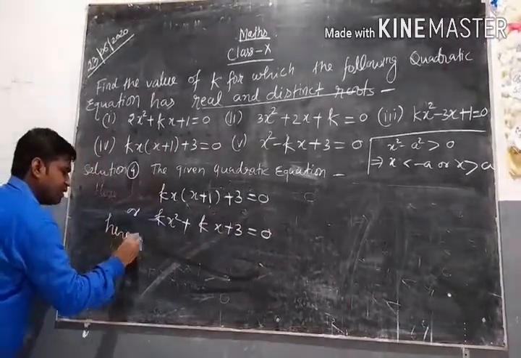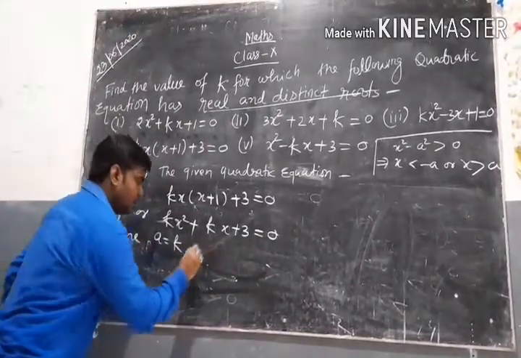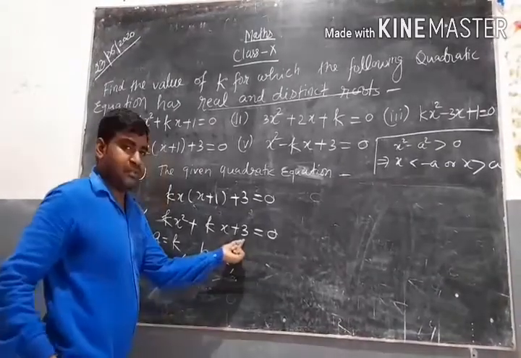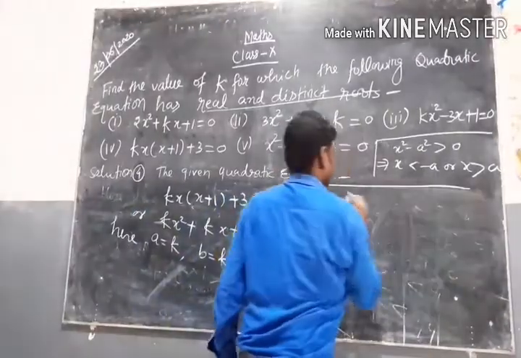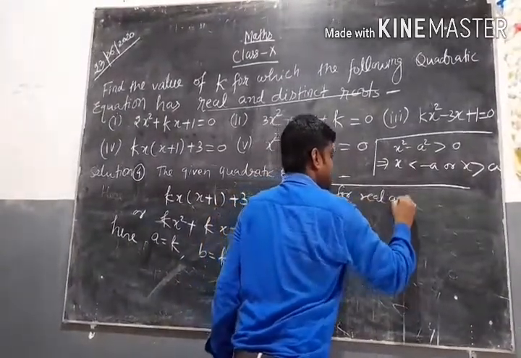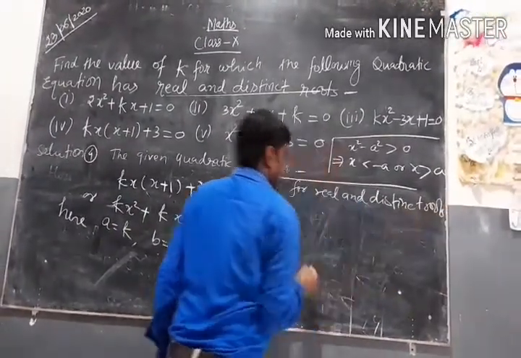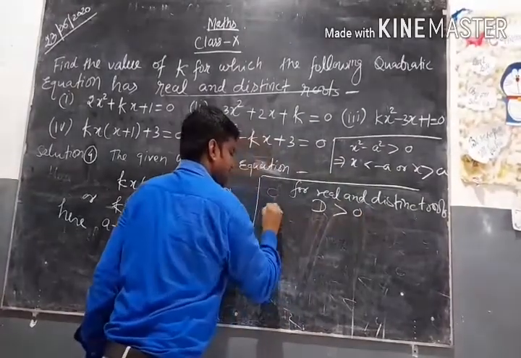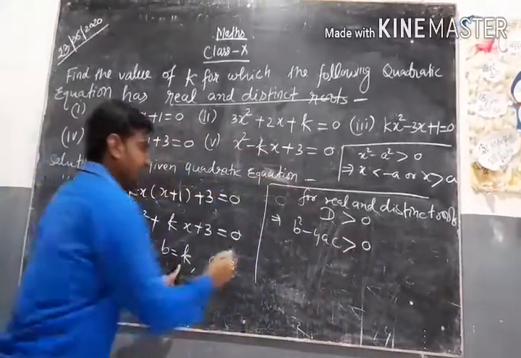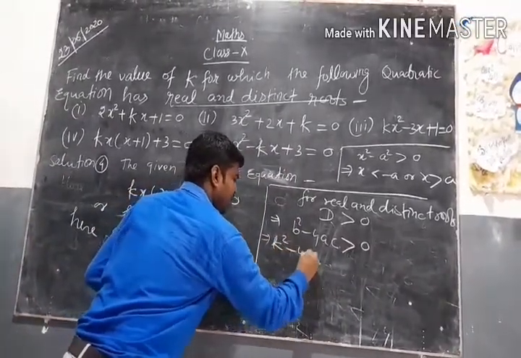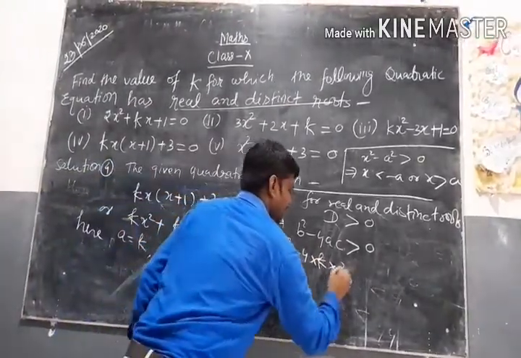Here we see that the coefficient of x square is k, so a is equal to k. The coefficient of x is k, so b is equal to k, and the constant term is 3, so we have c equal to 3. For real and distinct roots we have D greater than 0, which implies that b square minus 4ac greater than 0. Now the value of b is k, so we have k square minus 4 into a, which is k, and c is 3, greater than 0.